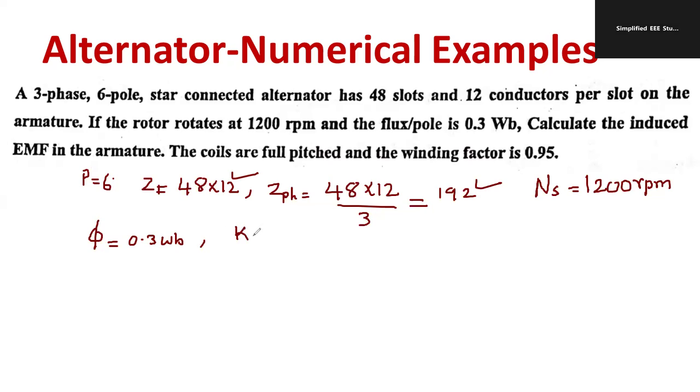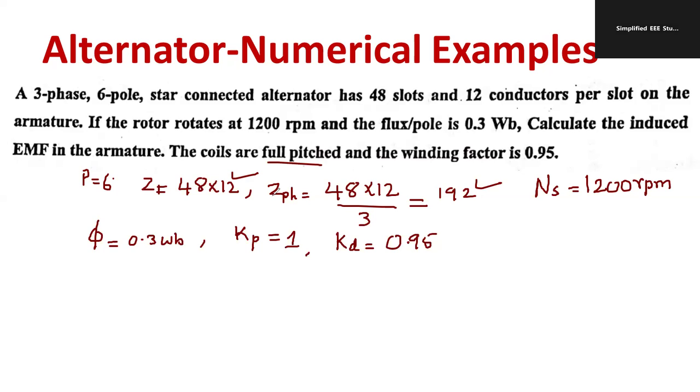Also, the coils are full pitch. Therefore Kp will be 1 only. Also, the winding factor Kd is equal to 0.95. So full pitch means Kp is nothing but 1, and Kd is equal to 0.95. These are the given data. So you should calculate the EMF induced in the armature.